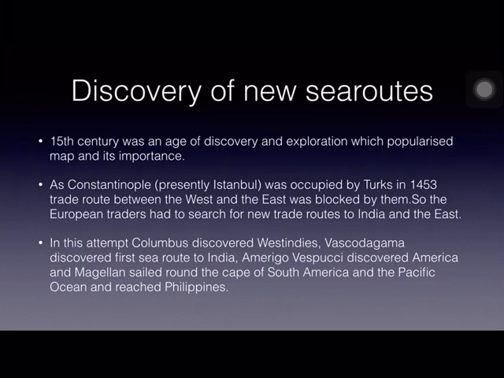Because as a part of their Islamic drive, that means the Turks, they wanted to establish their Turkish empire almost all over the world. So as part of their Islamic drive, they started occupying all the places. And in this process, they occupied Constantinople, which was in the center of West and East. And they occupied it in 1453.